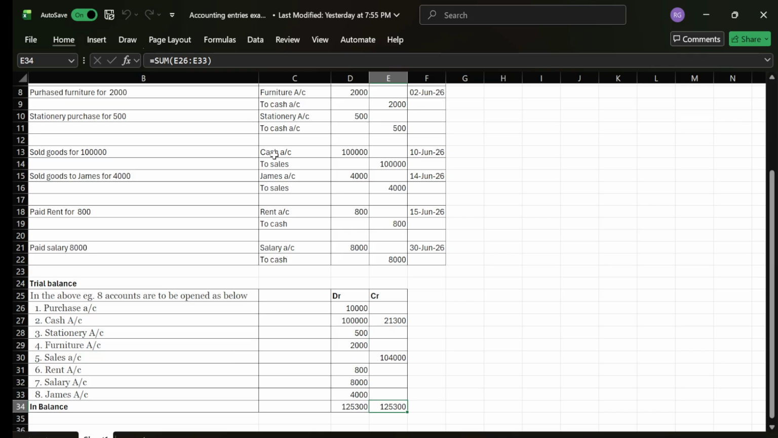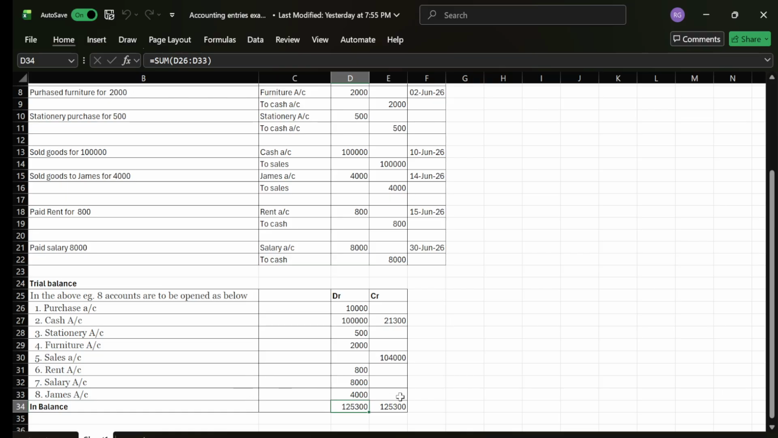It means that I posted all my transactions correctly, my journals are all correct, and when I create a trial balance, the debits and credits of all the accounts match. The sum of all the debits and credits for all the accounts matches. So this scenario is called in balance. If there is a difference, we call it an out of balance trial balance.